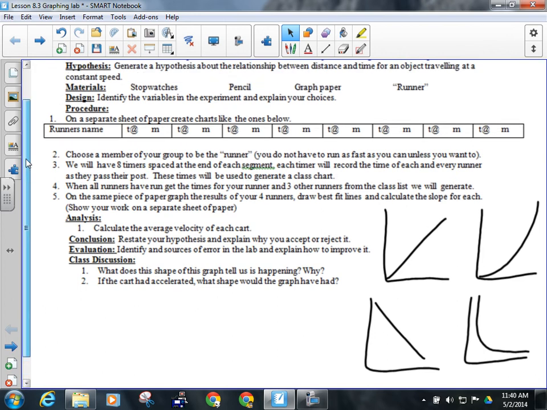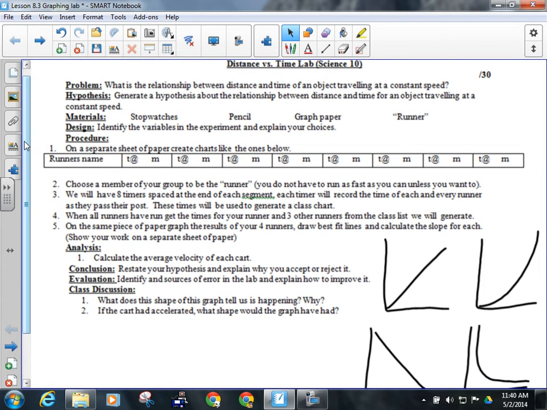For your design, we've already talked about what the manipulated variable is. Make sure you identify all the variables, including several controlled variables. Anything that could affect what we're doing is going to have to be a controlled variable. Now, all of these carts are going to be run in the atrium along the same path. We're going to measure them all the same way. We're going to have the same people timing and marking. So lots of things are kept the same. Everybody follow me there?